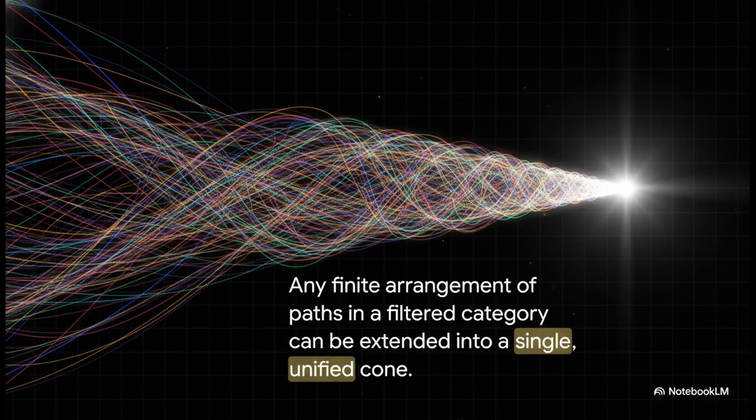So what's the upshot of all this? Well, it means the system is inherently directed. It can't just split apart or fray at the edges. Because of this guarantee of convergence, any finite arrangement of paths, no matter how tangled it looks, can always be extended to form a single unified cone that's pointing toward the future of the system.